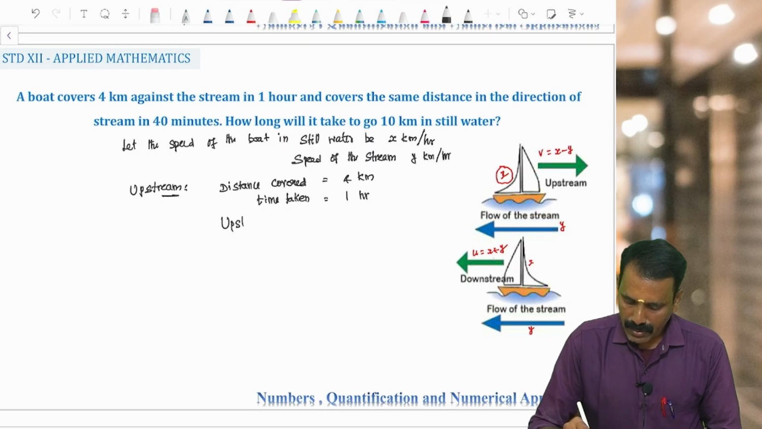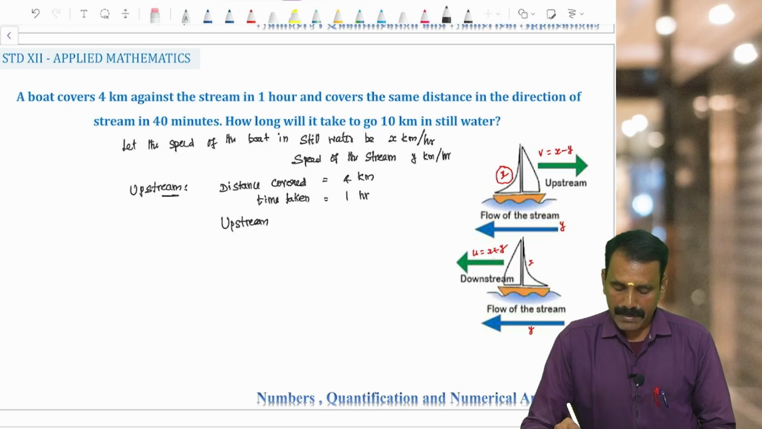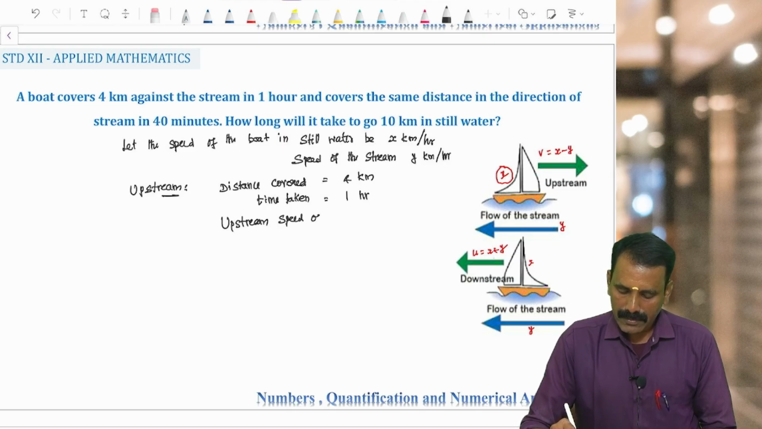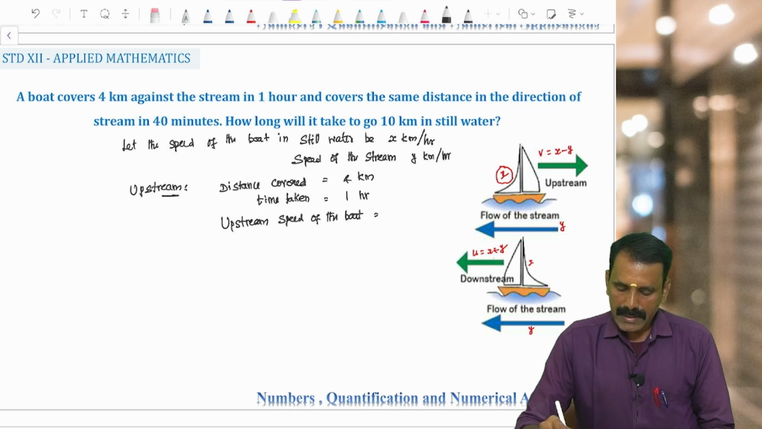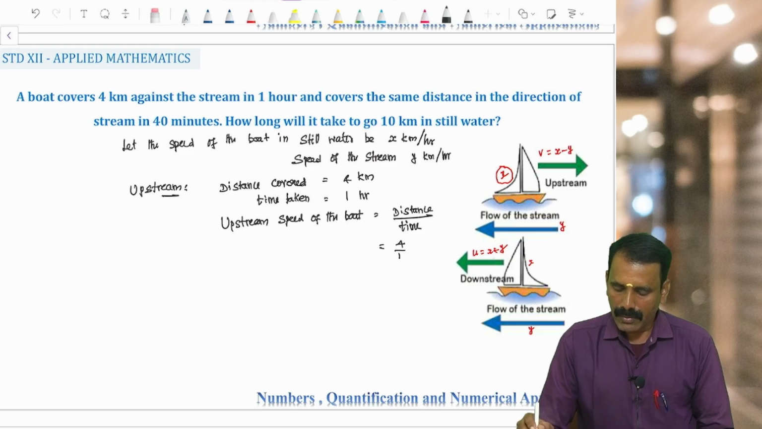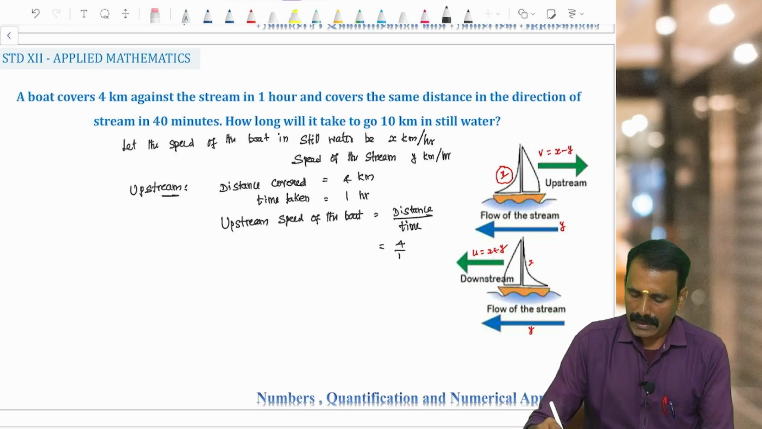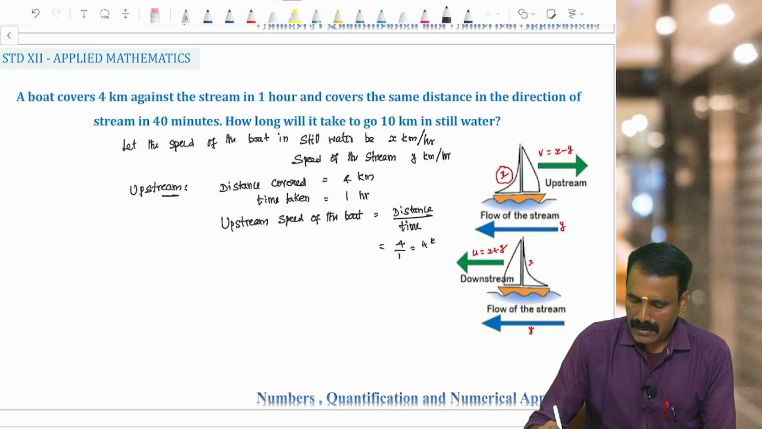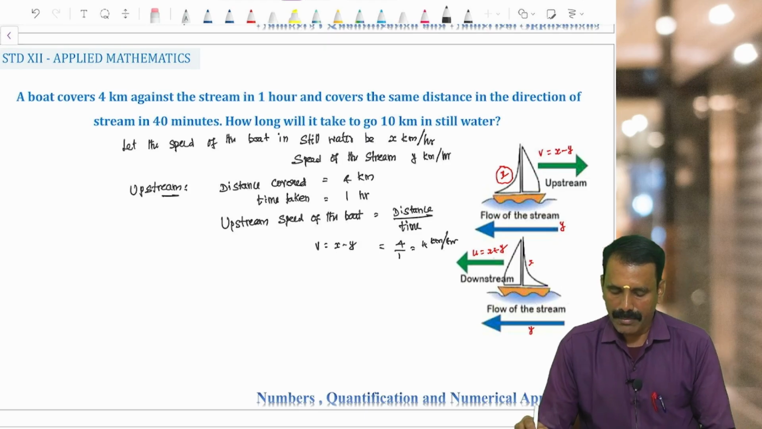So upstream speed of the boat, how to calculate upstream speed of the boat? Speed is nothing but distance covered by time, which is nothing but 4 divided by 1. That is 4 km per hour. So v is equal to x minus y.